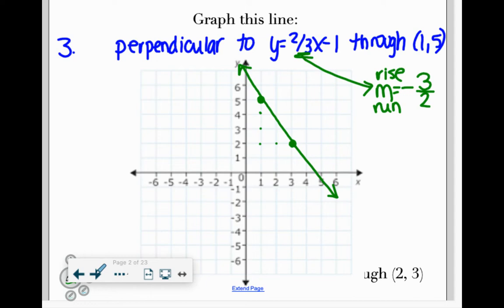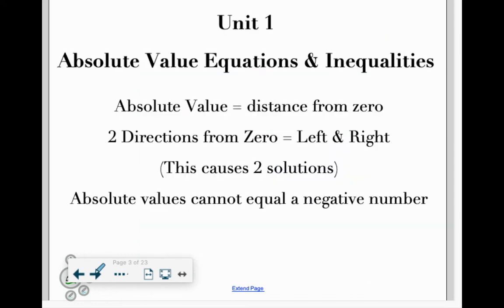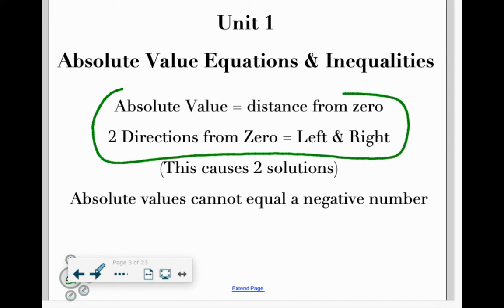Next up in Unit 1 is absolute value equations and inequalities. Here's what I would add to your notes sheet before you move on to the next section. Absolute value is a distance from 0. And there are 2 different directions you can go from 0, left and right. Left being the negative direction, right being the positive direction. So you're always going to have 2 solutions.